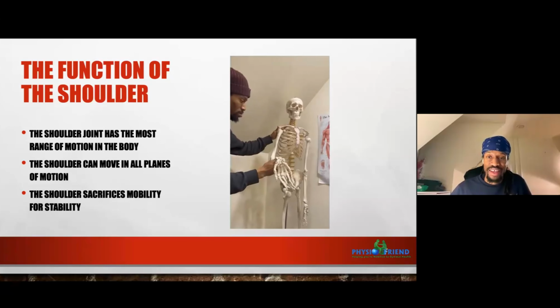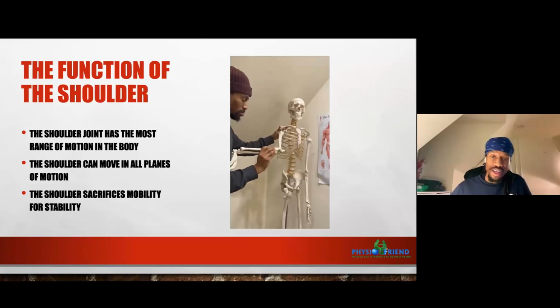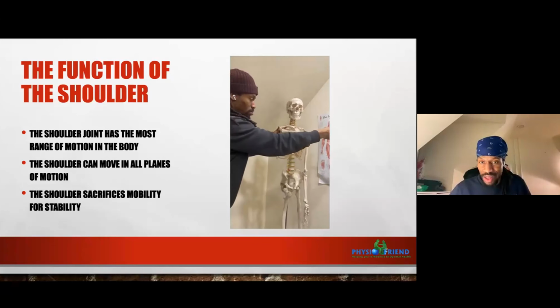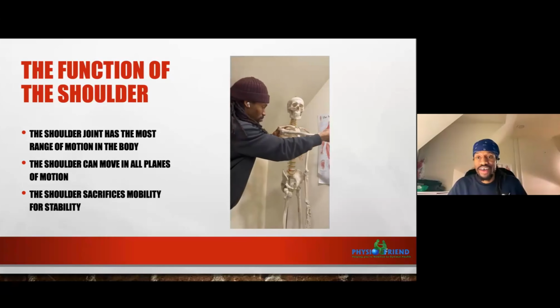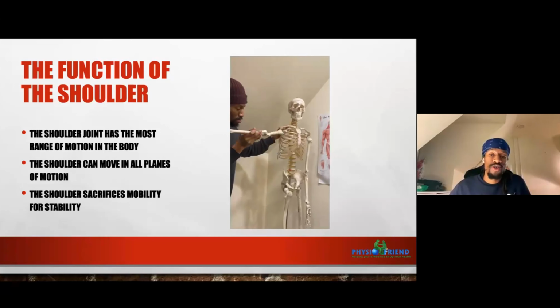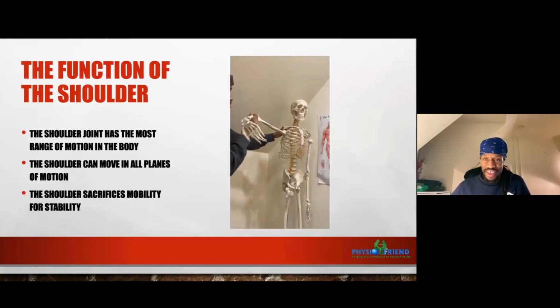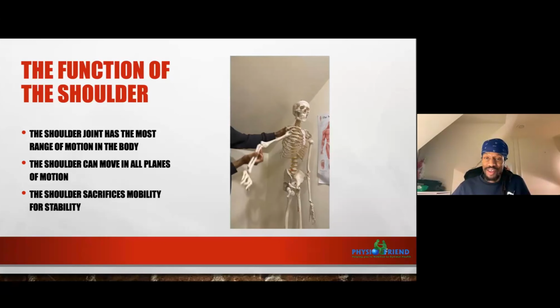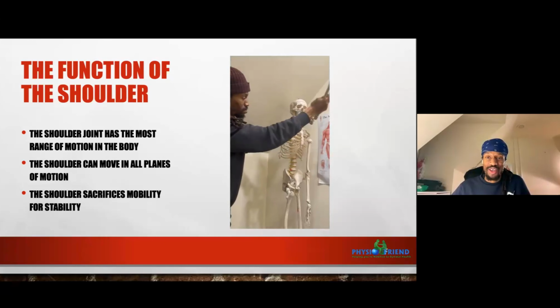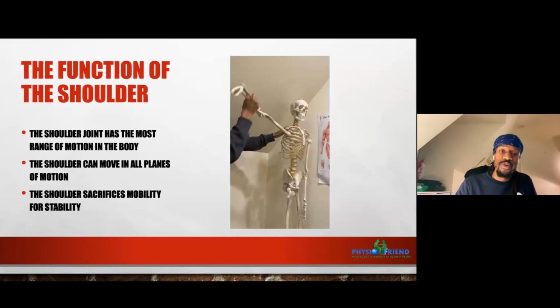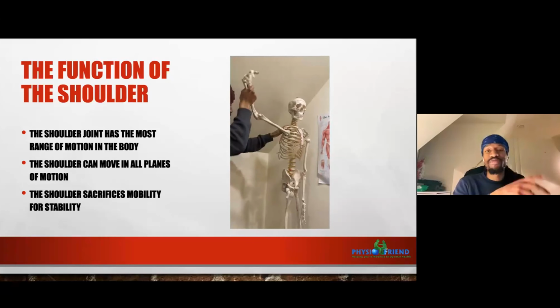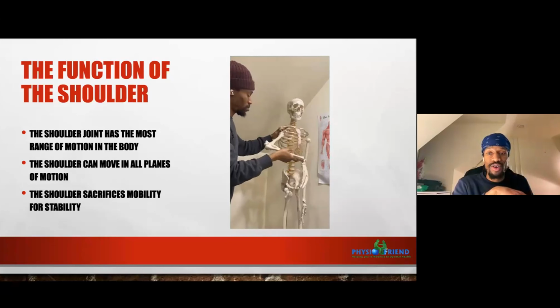That's another plane. Then we've got the internal and external rotation. And then we've got the horizontal abduction and the horizontal adduction. My skeleton, I think he fractured his shoulder in the past, so it's a little bit stiff. Here we've got what we call circumduction, which is basically moving the arm in circles.